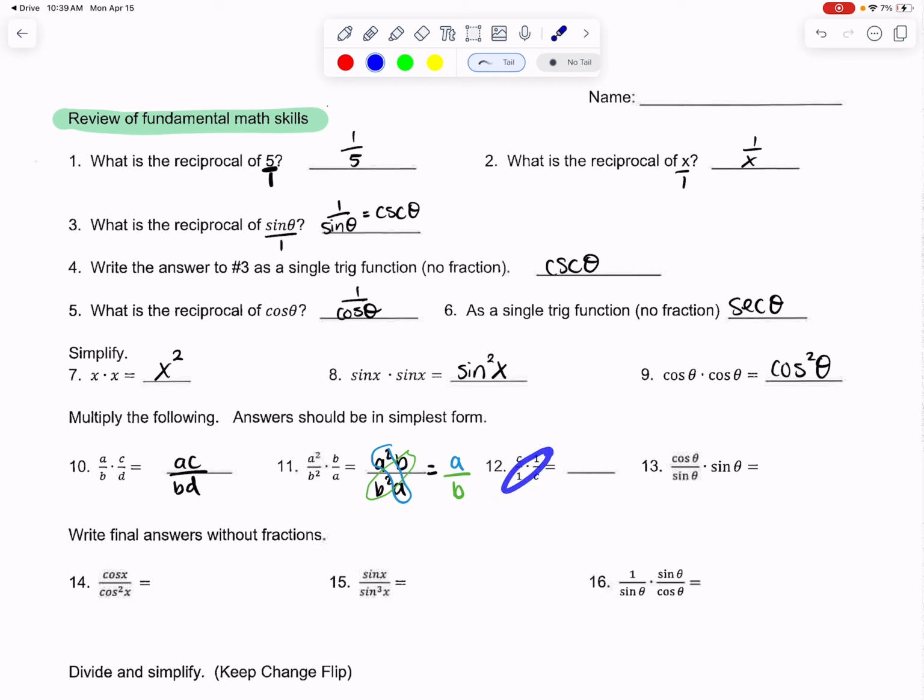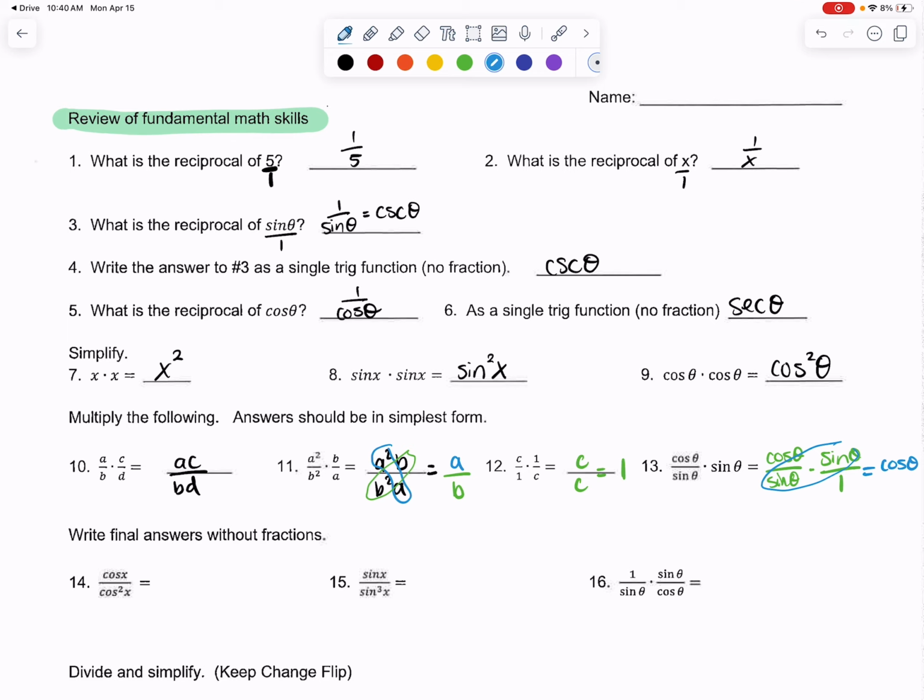Similarly, 1 over 1 is 1, and c over c is 1. So this is just c times 1 over c, anything over itself is 1. So if I have cosine theta over sine theta times sine theta, notice this is like cosine theta over sine theta times sine theta over 1. I know sine over sine is 1, so this is simply cosine theta.